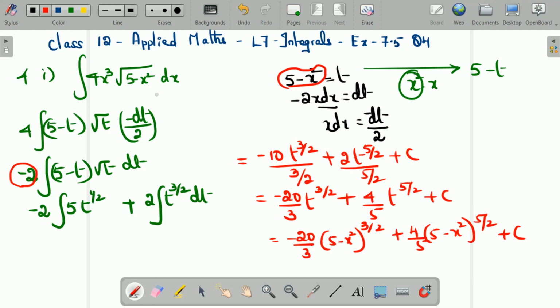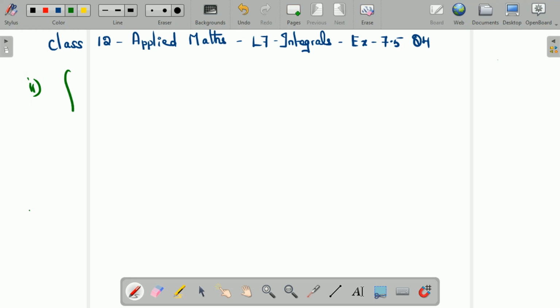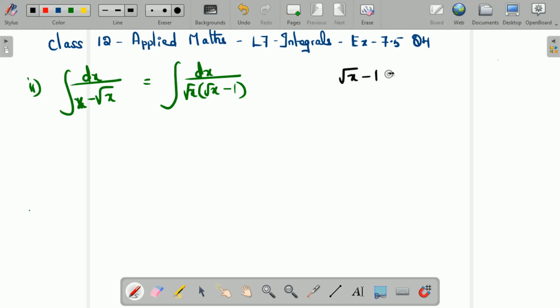Now let's take up the second subdivision. Here it is integral of dx divided by x minus root x. First I'm going to take root x common in the denominator. So the integral becomes dx divided by root x into root x minus 1. Now I'm going to substitute root x minus 1 is equal to t. So on differentiation, this will become 1 divided by 2 root x dx is equal to dt.